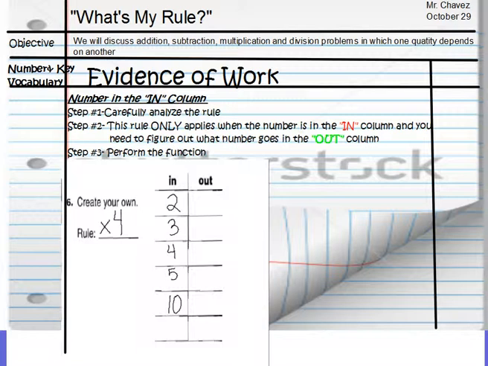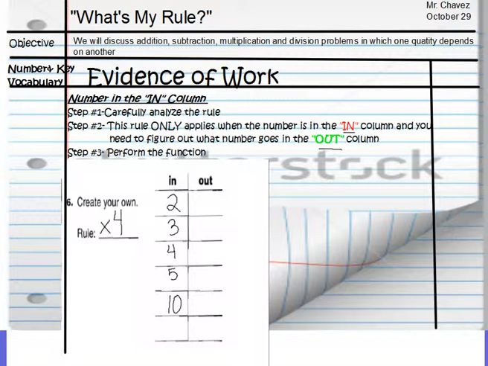So the first step is to carefully analyze the rule. The rule here is times 4, multiplied by 4. Step 2. This rule only applies when the number is in the in column, and you need to figure out what number goes in the out column. So here's what we have, the in column. We need to solve for the out column.